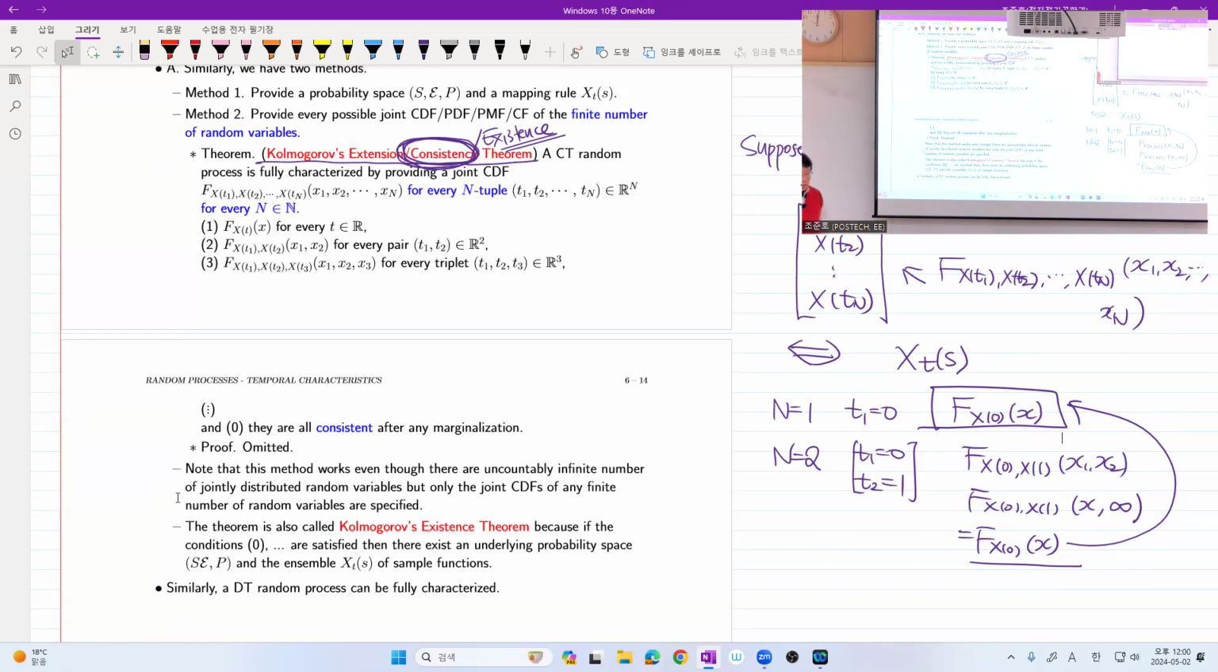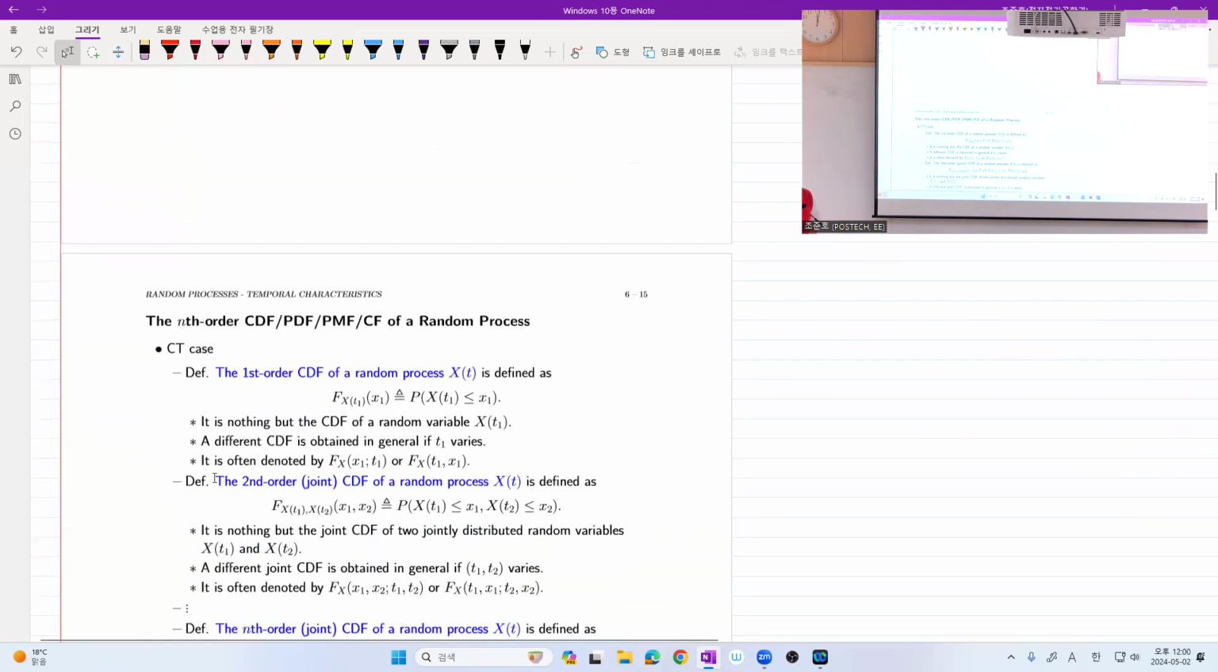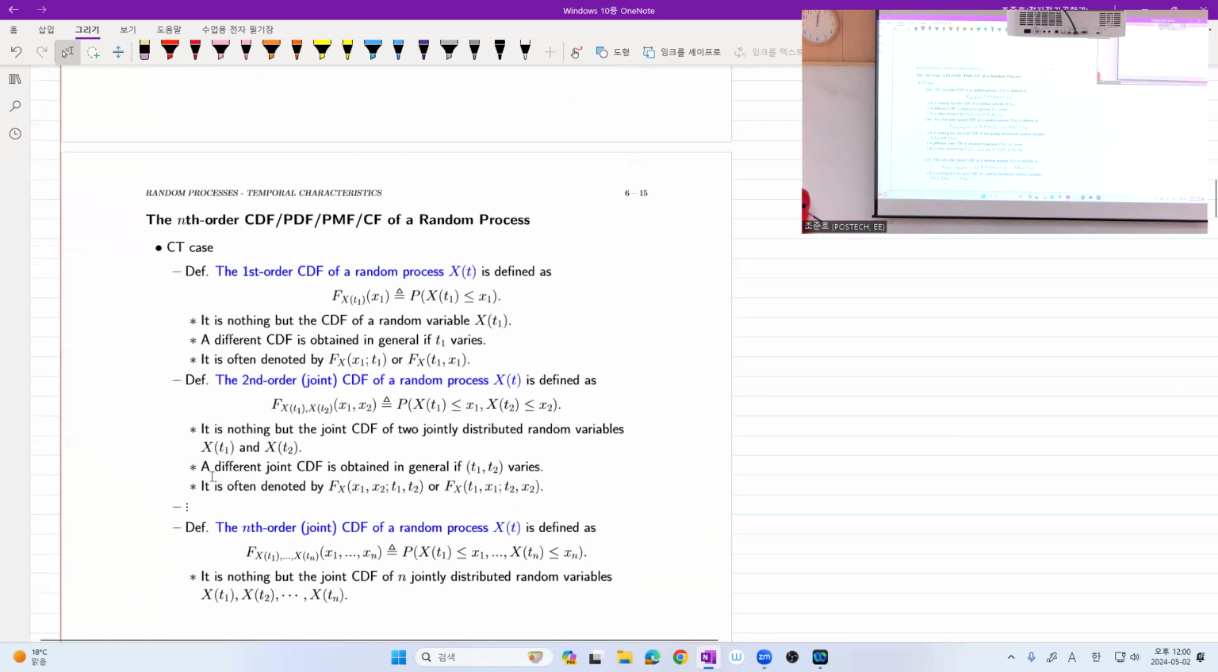Okay, so this direct part is very amazing. The converse is actually almost obvious given the mapping rule, capital X sub T of S. So before we talk about independence, let's be more elaborate, because this Kolmogorov extension theorem or existence theorem or consistency theorem requires us to define the terms we used to discuss. So first thing is this one. This is the first order CDF of a random process. See that?